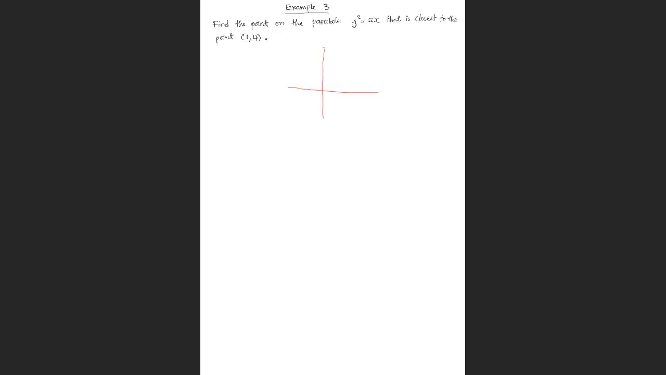So the first thing you notice is I have a parabola. So I'm going to have this kind of shape, something that looks like that. Please know how to sketch your diagrams, because like I said, for an optimization course, I need to see a diagram. So I need to find the point on the parabola that is closest to the point (1, 4).